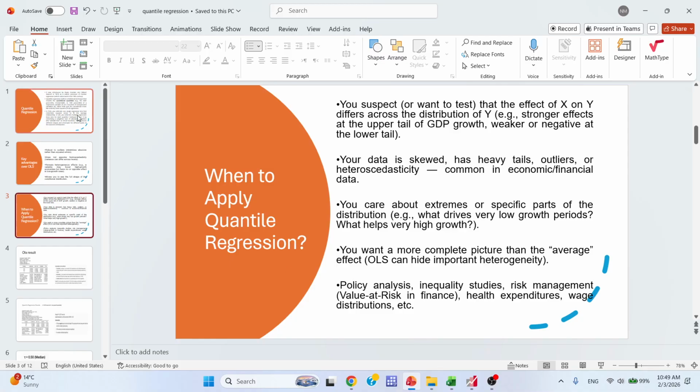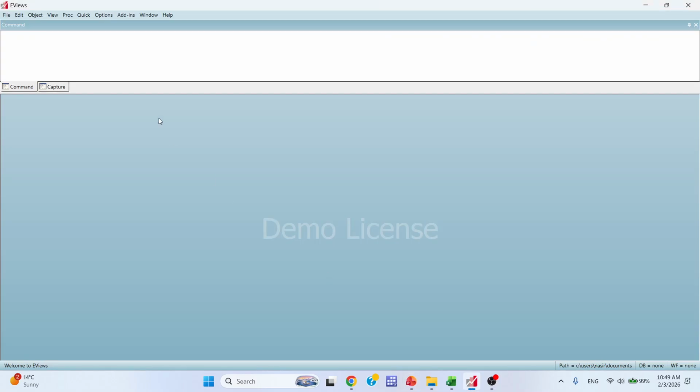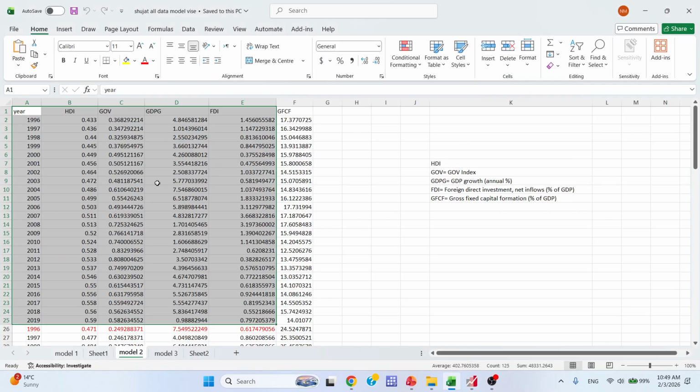So this is all about the theoretical aspect of quantile regression. Now we will go to EViews, apply the quantile regression, and discuss its interpretation in comparison with OLS. Here I have opened my EViews. The first thing is that we have to copy our data set from the Excel file.